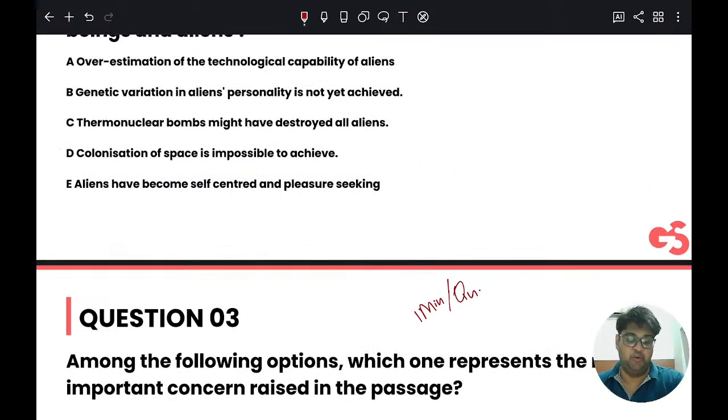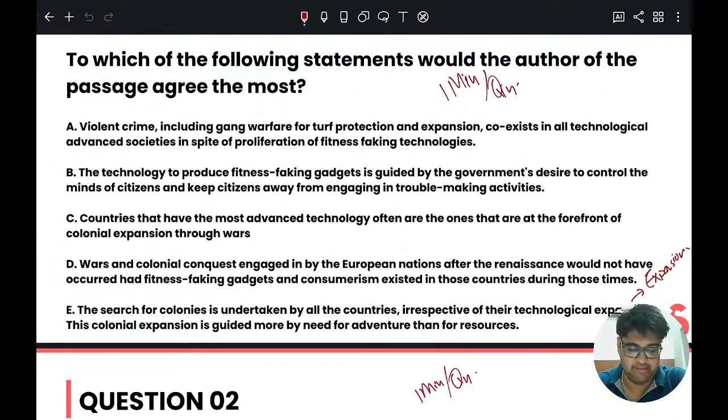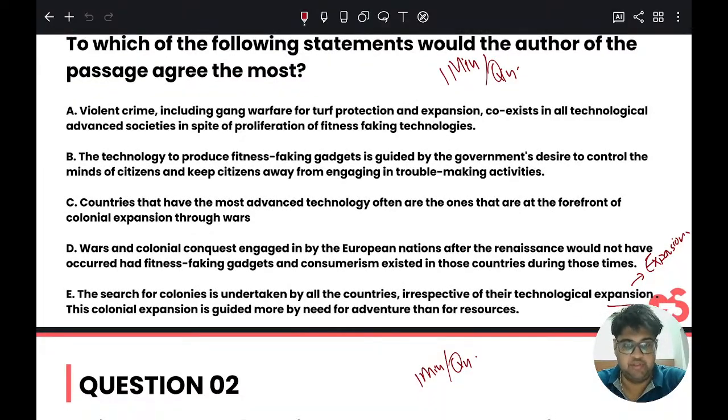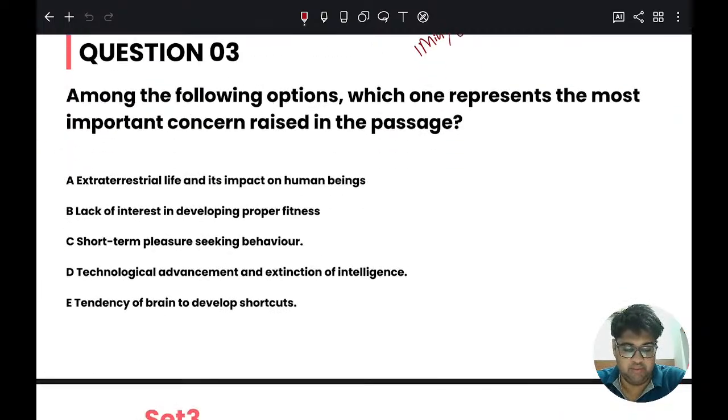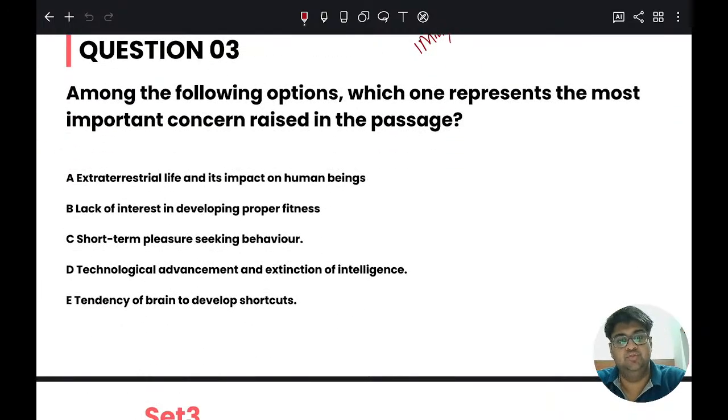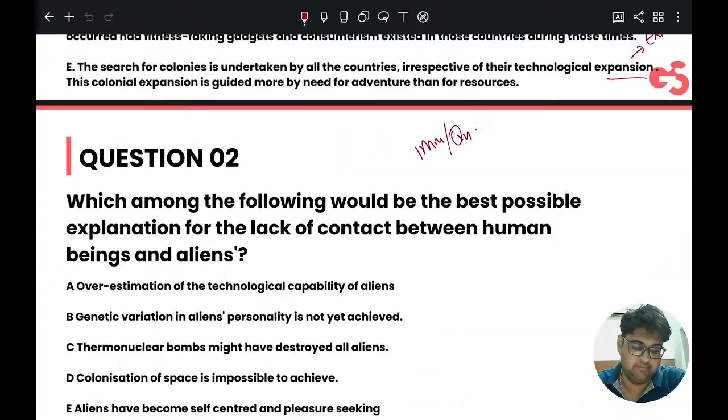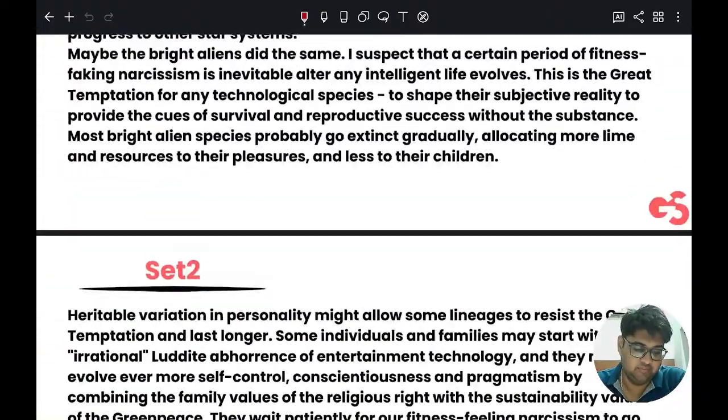So I'll just give you one more peek in the questions. Question number one. Question number two. Question number three. So, okay, now this is the next set. Okay, let's start with this.